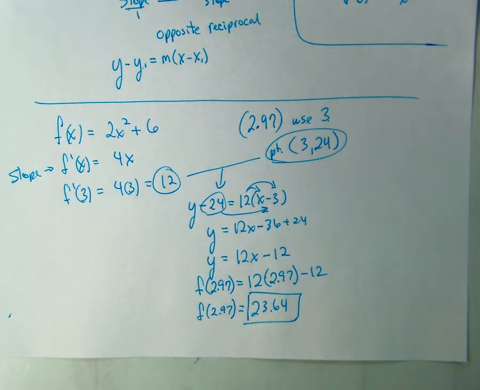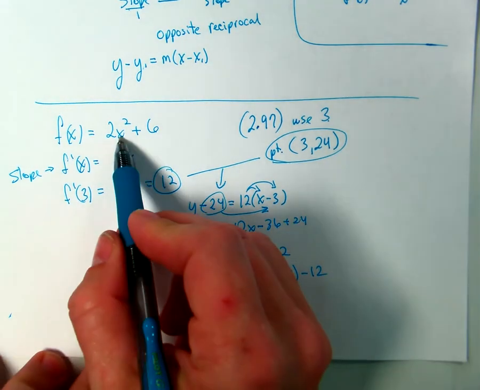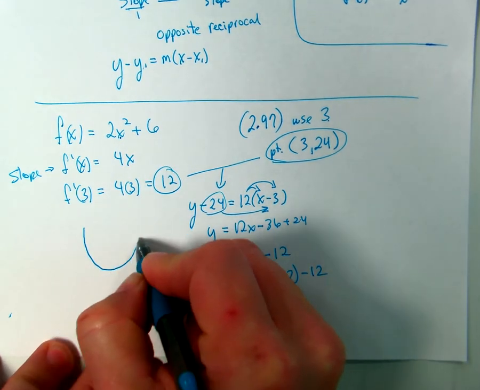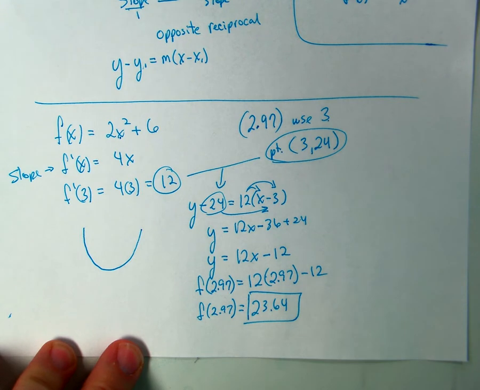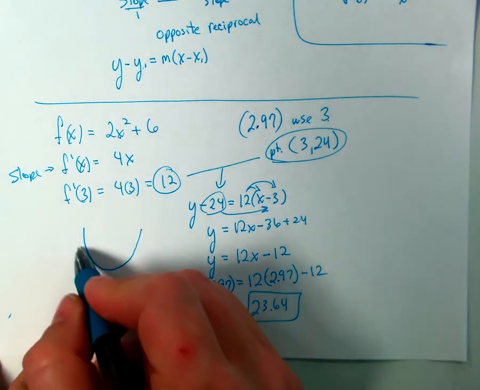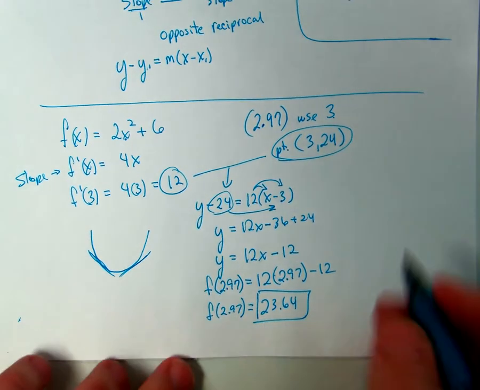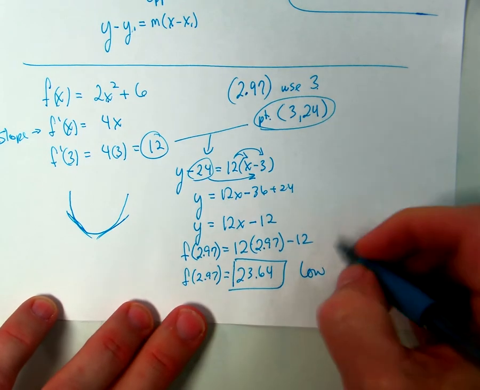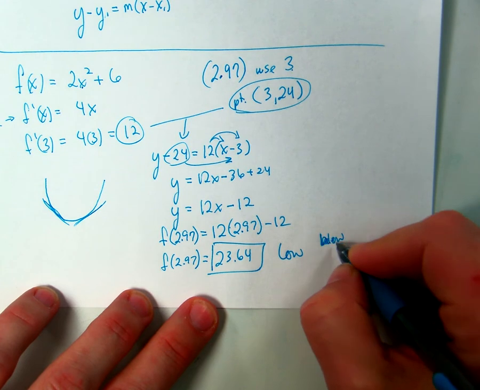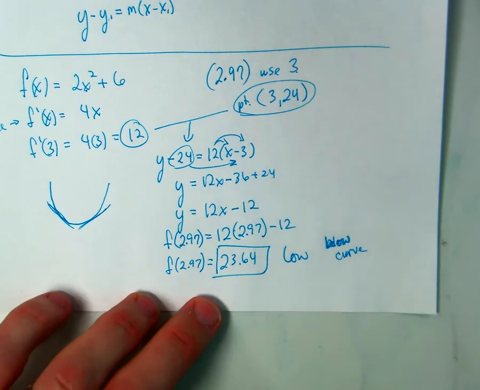We would also look at this and say, okay, well, was the approximation high or low? According to the original function, this is a squared function, so we're going to have a parabola. It's also positive, so we have a parabola pointing upwards. We're evaluating at 3, so in any case, our tangent line is going to be below this curve, so our approximation will be low, because it is below the curve.